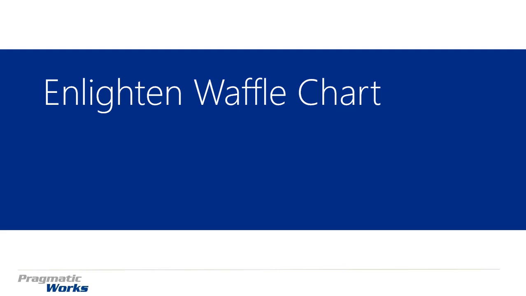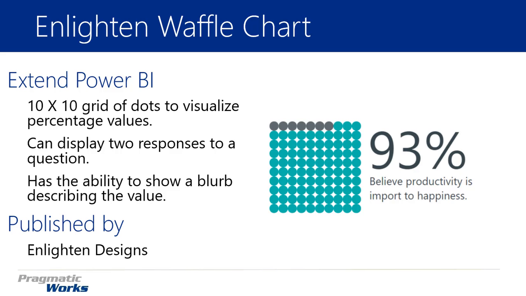In this module, we're going to be looking at the Enlighten Waffle Chart. Now, the Enlighten Waffle Chart is pretty similar to waffle charts we have actually looked at in the past. We covered a waffle chart many, many modules ago. But this one is a little bit different in that you can actually put little captions or a blurb next to the values that you're showing on the chart.